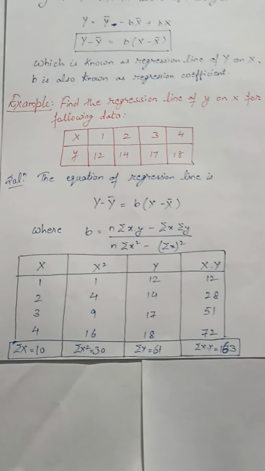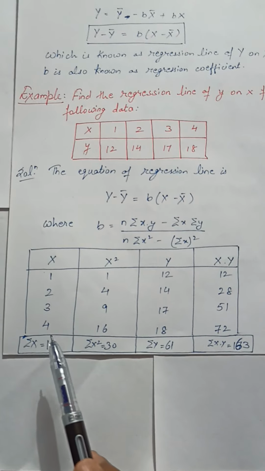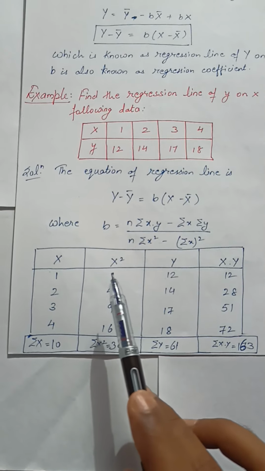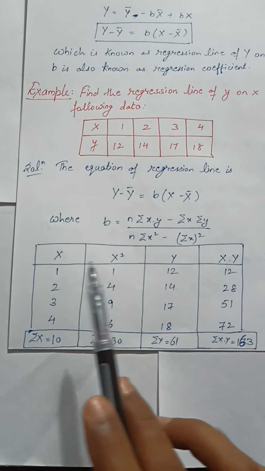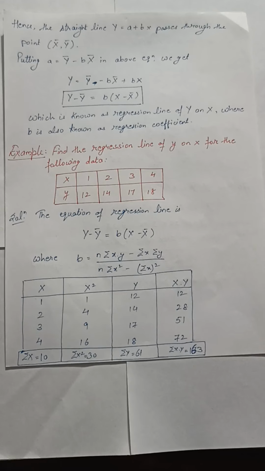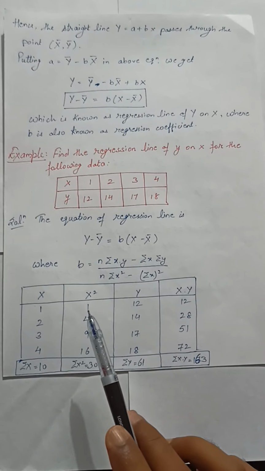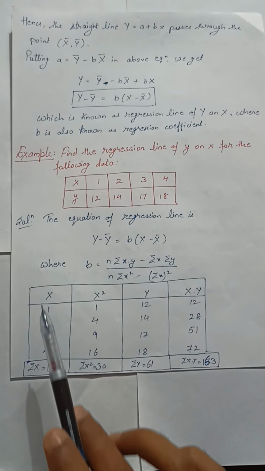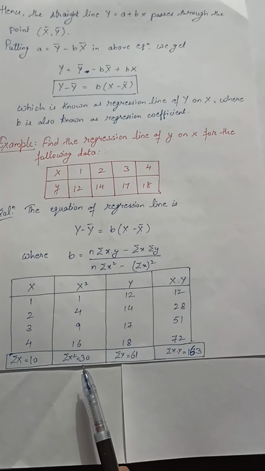Since we have the values of x and y, we will tabulate this data. The values of x are this. Now after that we can find the values of x square. Just square the values of x, as the square of 1 is 1, square of 2 is 4. So let us square these values of x, which gives 1, 4, 9 and 16. Also adding these values, summation x gives 10, summation x square is equal to 30.